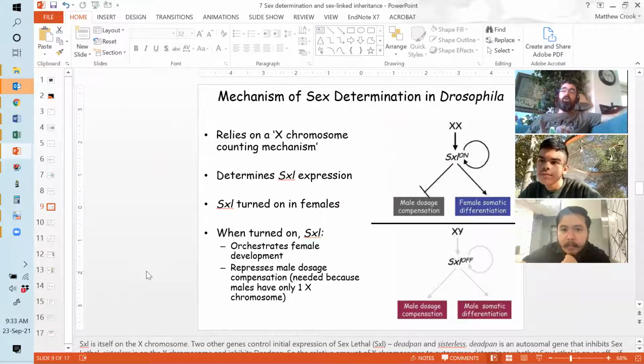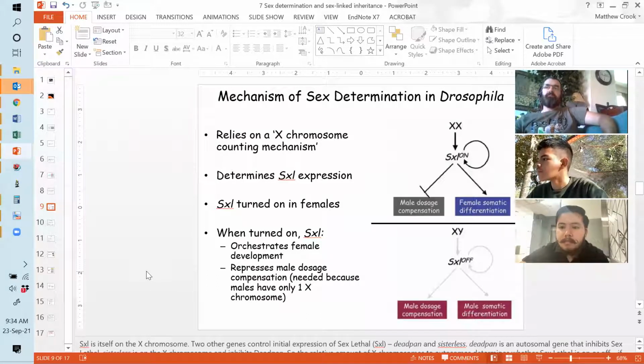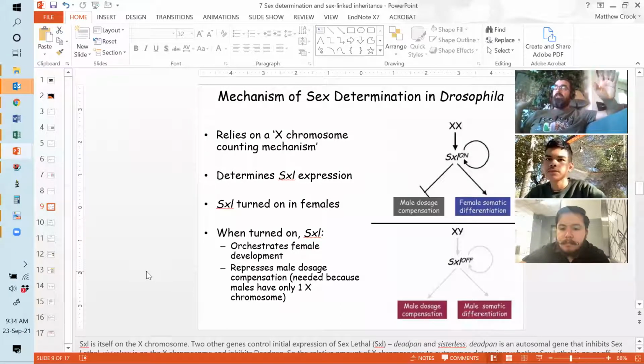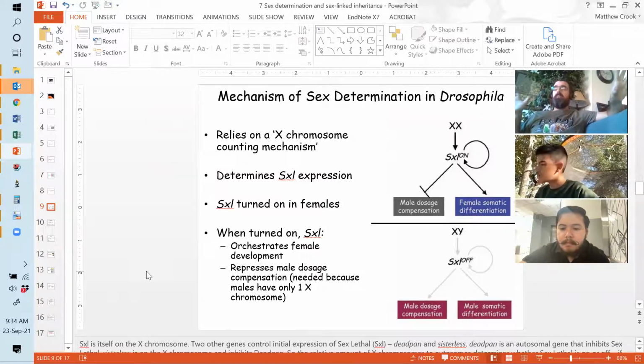And so, that's really the trick, right? Or not the trick, the mechanism. So if you're female, those two proteins essentially cancel each other out. So there's no deadpan around to turn sex lethal off. And so sex lethal is on, which equals females.